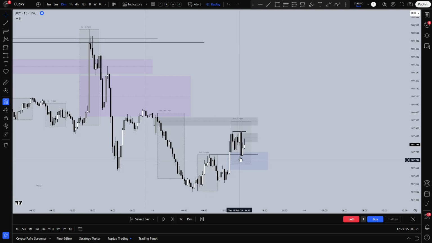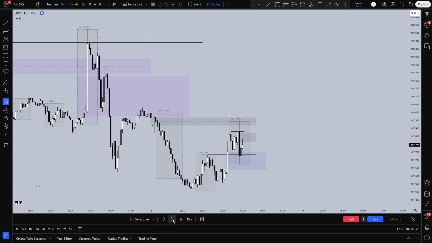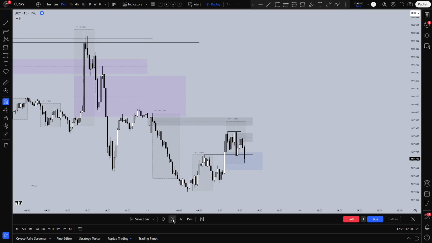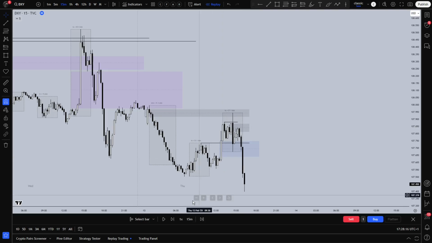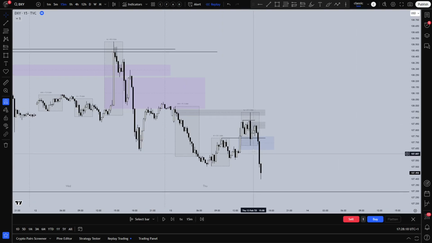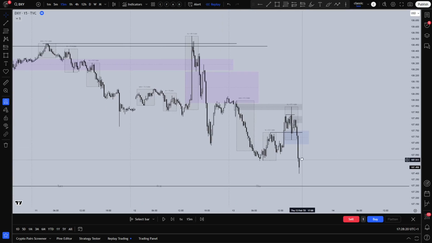So price is now retracing into the order block here. And now you want to see price selling off and violating this bullish M15 fair value gap. And there we go, we now close below. And now you want to see price expanding into the lows below, all right?